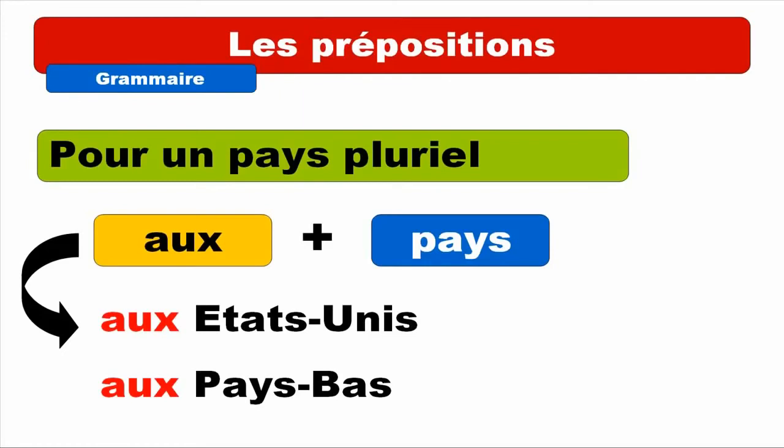Repeat, aux États-Unis. Okay, and if you listen carefully when I pronounce États-Unis, there is this liaison between the final s of États and then this u. Aux États-Unis, repeat, aux États-Unis. And for the second one it's actually more simple because you get aux Pays-Bas, so no liaison between the words. Repeat. Aux Pays-Bas. Okay, I hope it's clear.